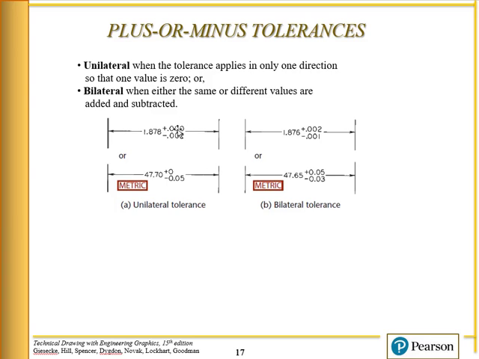So the unilateral dimension says all the tolerances are specified on one side of the nominal. Whereas if you had a bilateral, you have tolerances on both sides of the nominal.